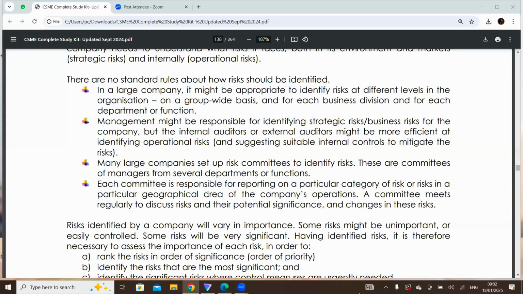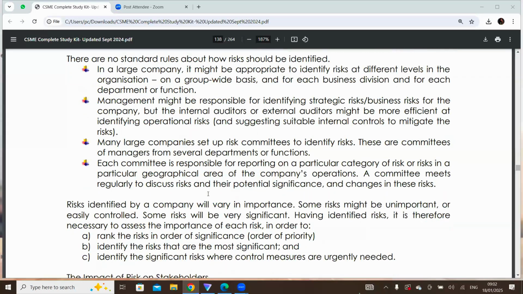Then we also have that large companies also use a risk committee. We'll talk about risk committee as we move on further. So they will set up an independent panel of people that are going to be reviewing or helping them to identify these risks. Then we have that each committee will now be responsible for reporting on a particular risk, maybe within a geographical area or within a particular function in that company.